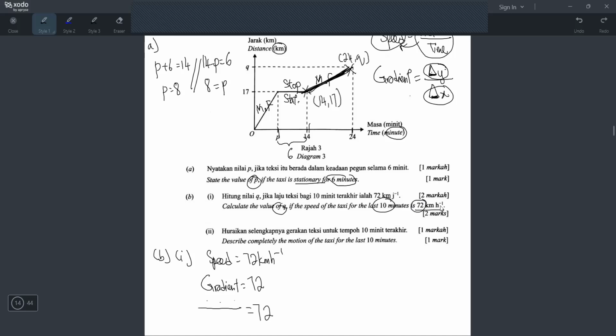It's 72 kilometer per hour. So we have to make sure the y-axis, distance, is in kilometer and this is in hour. So doing it like this is definitely wrong. What you have to do is divide 60, divide 60, divide 60.